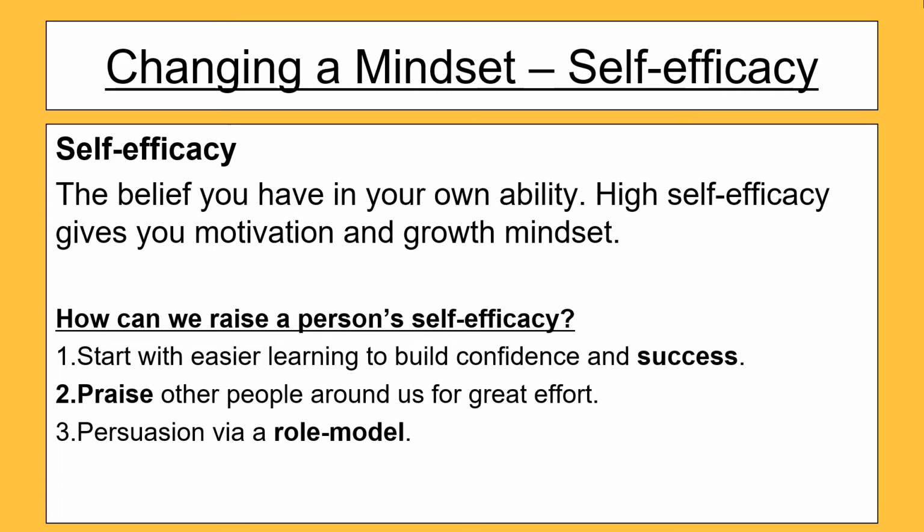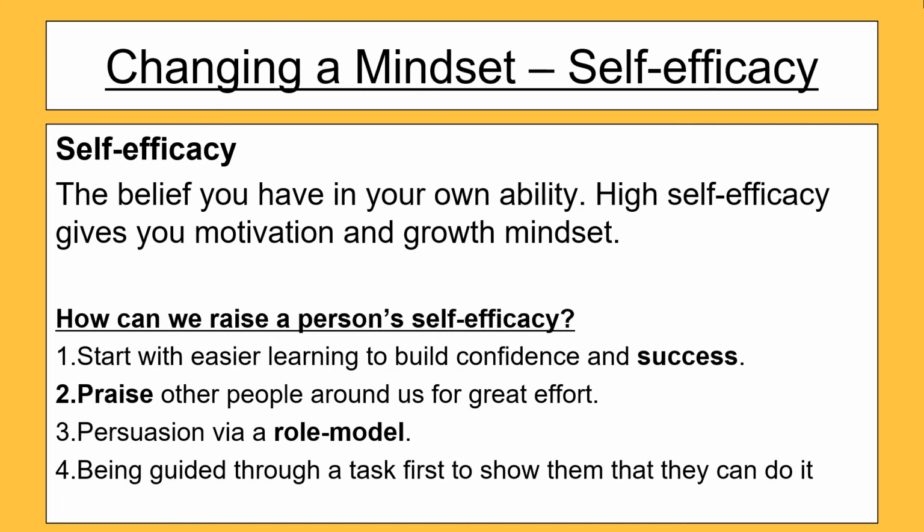Sometimes persuasion through a role model. That could be a parent, could be a teacher. A role model showing someone that they can do it. That's really handy. That can build self-efficacy. Or we can use an adult or an expert to guide someone through a task, first of all, to show them that they actually can do it, and they start to believe in themselves, and then they start to complete the tasks independently and on their own. So that builds up self-belief and self-efficacy.